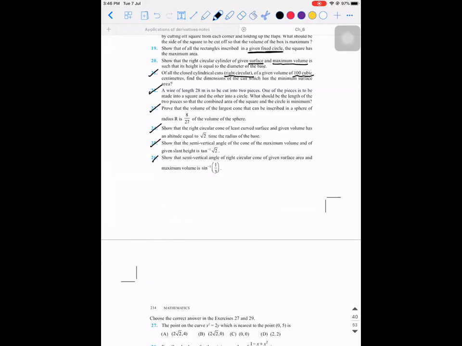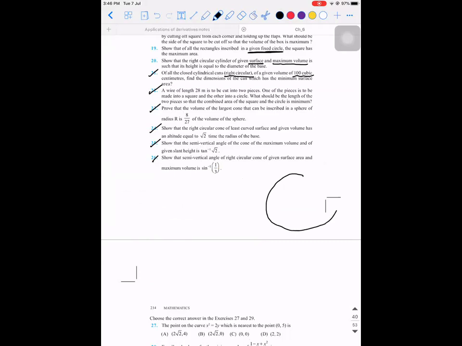So what is the question? Prove that the volume of the largest cone that can be inscribed in a sphere of radius R is 8 by 27 times the volume of the sphere. So we need to prove that the volume of the cone is equal to 8 by 27 of the volume of the sphere, provided the volume of the cone is the greatest.